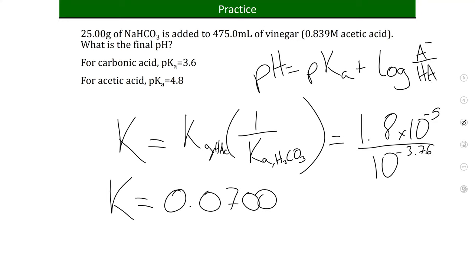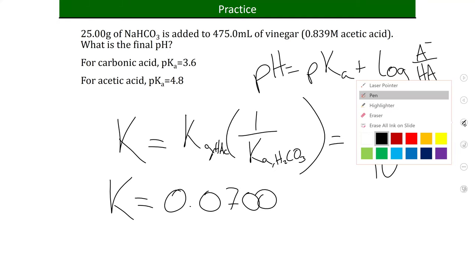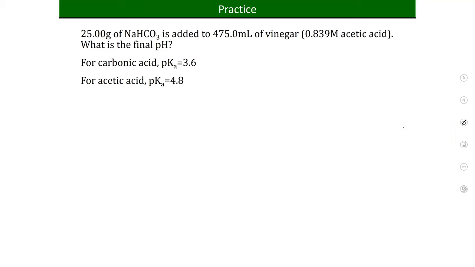That looks familiar, right? So we're going to do an ice table with this K value for our combined reaction to get what those ratios are. Once we know what A minus and HA are, though, we just plug it in here to get pH. All right, I'm going to clear this and then we'll write it out. So K for the combined reaction, 0.070.